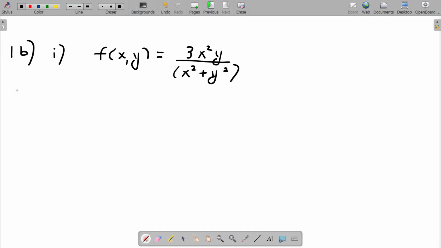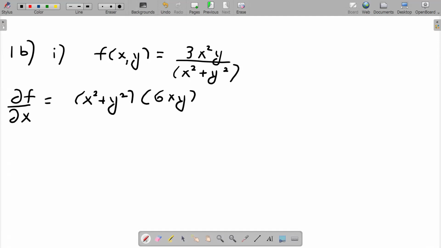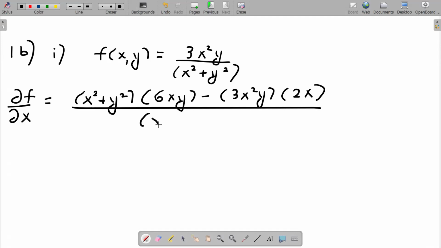How do I find del f by del x? It's nothing but the partial derivative of the function with respect to x. When I'm partially differentiating the function with respect to x, I treat y as a constant and I differentiate. Since it's numerator over denominator function, I use the quotient rule of differentiation. So denominator function into the derivative of the numerator function with respect to x, which is 6xy, minus the numerator function into the derivative of the denominator function with respect to x, which is just 2x, over denominator function square.